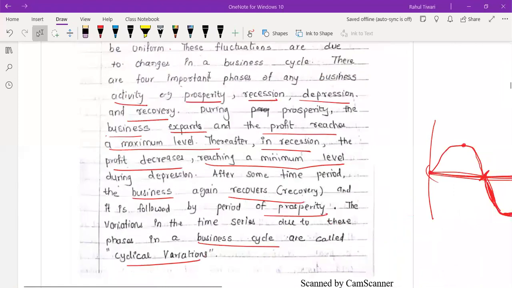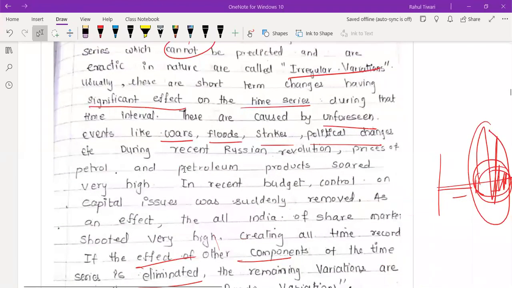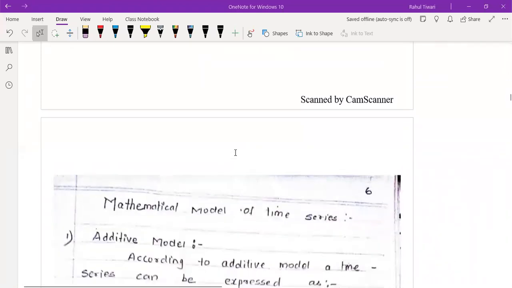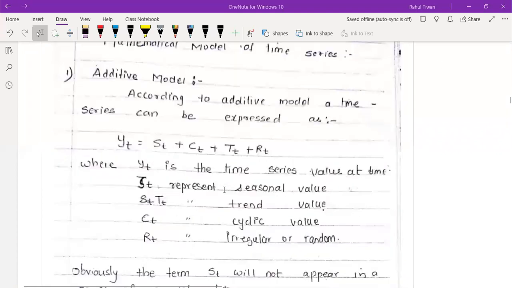Then let us move to the mathematical part, because so far we have discussed the theory. Let us see the mathematical models. Now there are two types, usually I can say three types, but basically we will discuss two types. Additive models. Additive means we are going to add the components. So Yt is your dependent variable, and seasonal variation, cyclic variation, and secular variation.